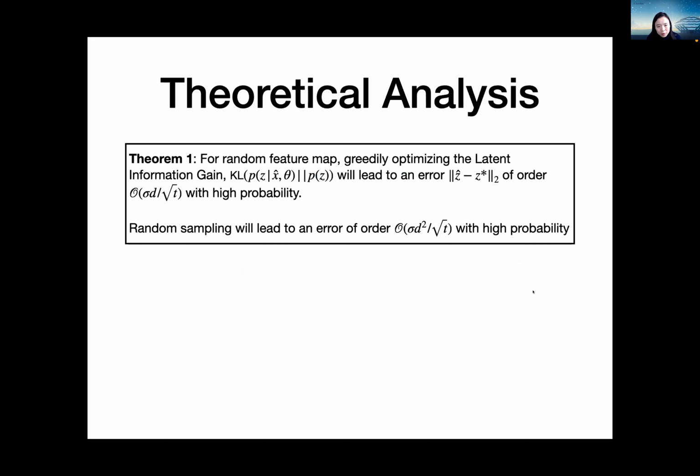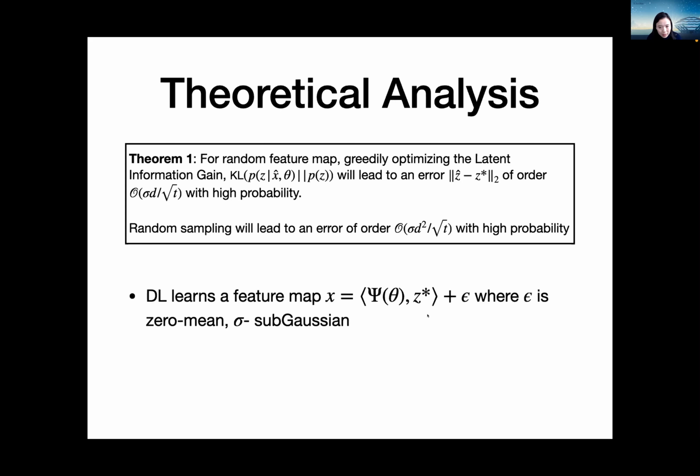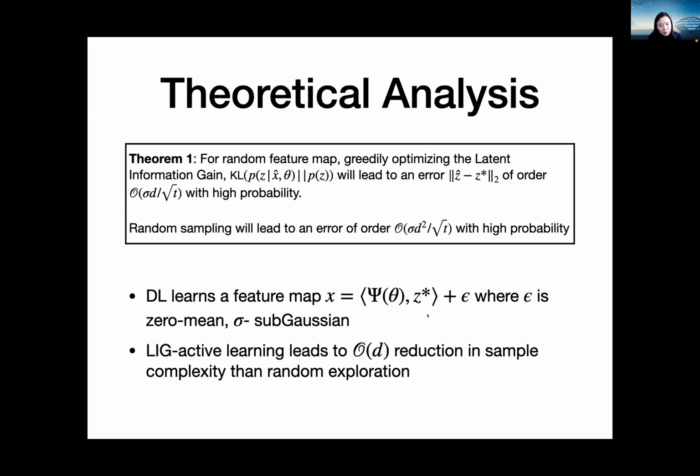So we provide theoretical guarantees of the behavior of latent information gain. Essentially, under the assumption of a random feature map, we can show that using latent information gain as an acquisition function will lead to an order of sigma d divided by root t sample complexity. Which means the model will be able to reach a particular error in terms of the latent process with order of that, where d is the dimension of the parameter and t is the number of timesteps. Whereas if we do random sampling, then it will be order of sigma, the standard deviation of noise, and d squared divided by square root of t. So we can see that just by simply changing the acquisition criterion from random sampling to greedily selecting based on latent information gain, we can obtain an order of d reduction in sample complexity. So that means if we have a higher number of dimensions in the parameter space, then using latent information gain to perform active learning will give us better gains in sample complexity.